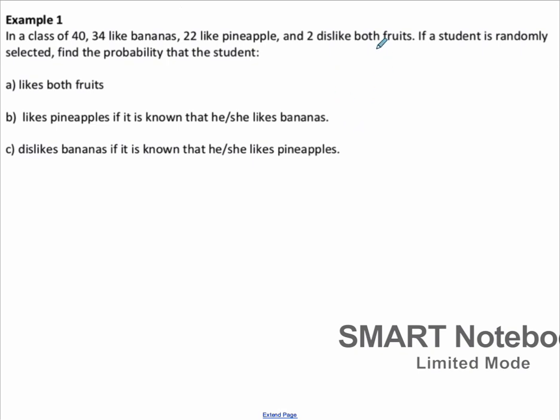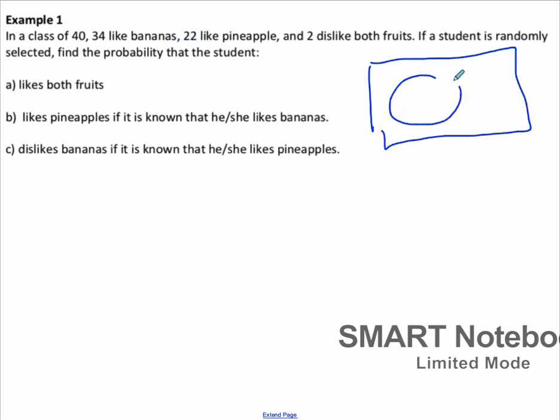And this is a Venn diagram question, so we'll see that now. We can make a Venn diagram for this because there's two fruits, banana and pineapple. So let's draw a Venn diagram. Banana, pineapple. Two dislikes, so we can have two outside of there. There's 40 total. Now there's 34 like bananas, 22 like pineapple, but some of them like both, so we don't know exactly where to put these numbers. But they all have to add up to 40, so you can do 40 minus 2, that gives you 38, which should be inside the two circles.